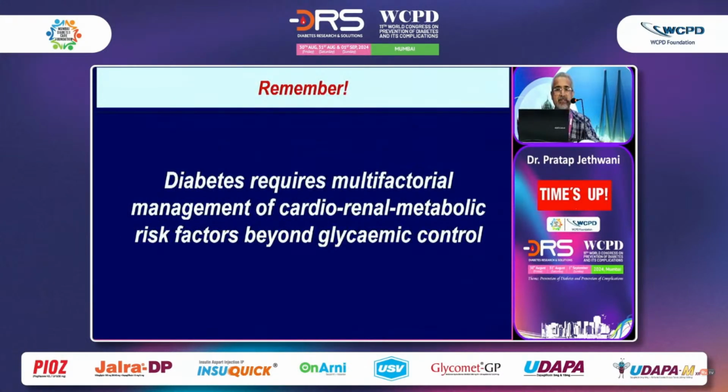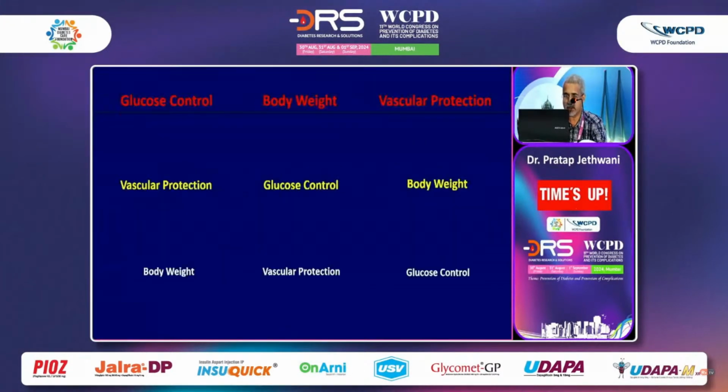So diabetes requires multifactorial management of cardio, renal, metabolic risk factors beyond glycemic control. Glucose control may be priority in some patients, body weight may be priority in some patients, and vascular protection may be priority in some patients. But ultimately, it is the combination of all three which is required in most of our patients.